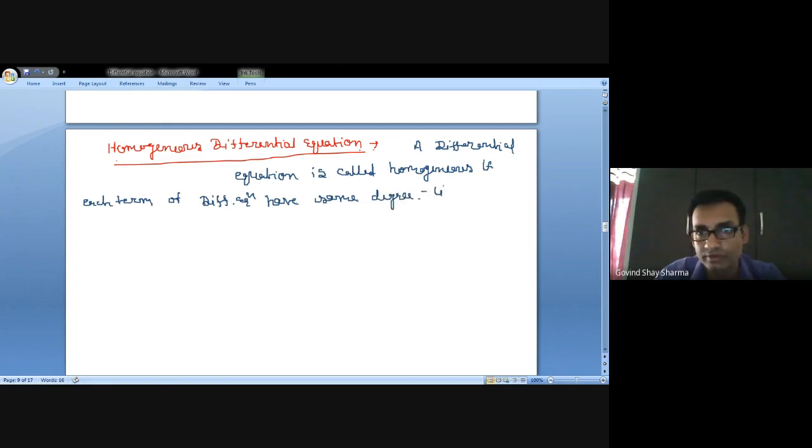For example, dy/dx = (x square plus y square) upon x, like dy upon dx = (x cube plus x square y) upon y.